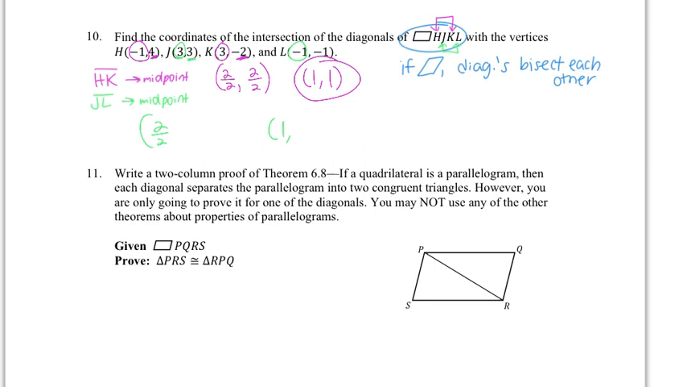And then 3 plus -1, again, is 2, divided by 2, and that is 1. So that checks it off. So they intersect at 1, 1. So we didn't need to draw a picture. We didn't need to do any of that because we know that the diagonals bisect each other in a parallelogram. Therefore, their diagonals intersect at each other's midpoints. They share the same midpoint.